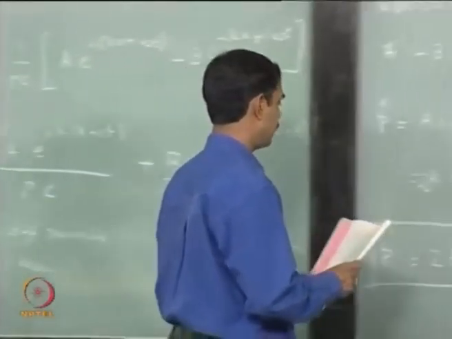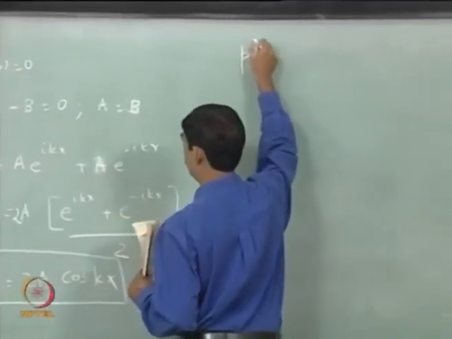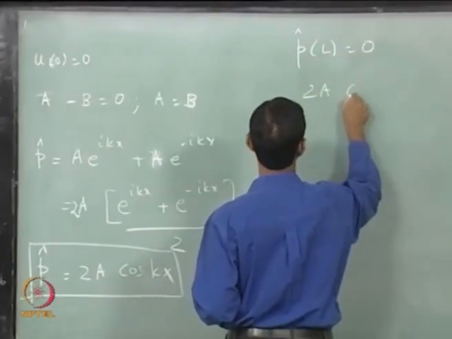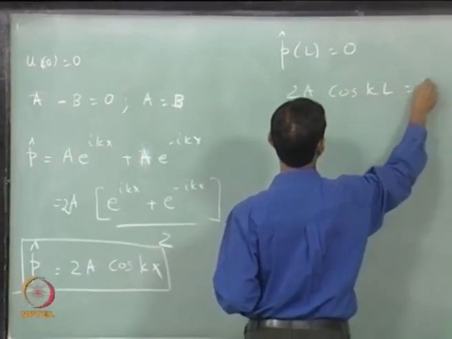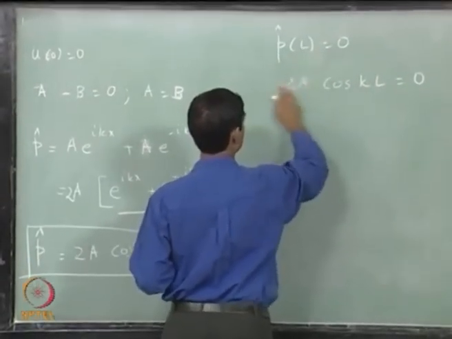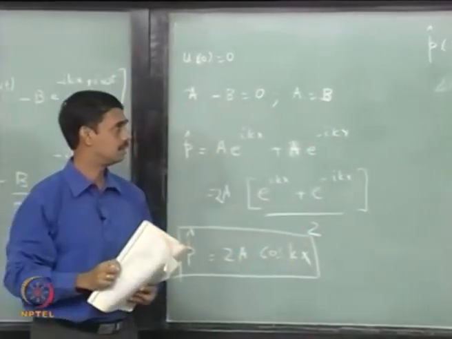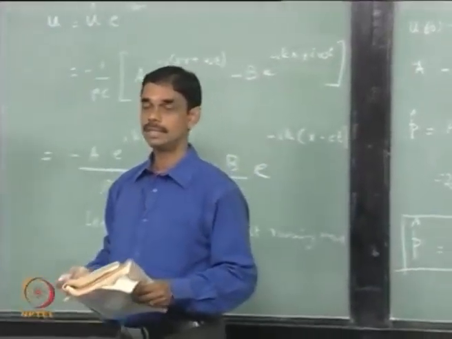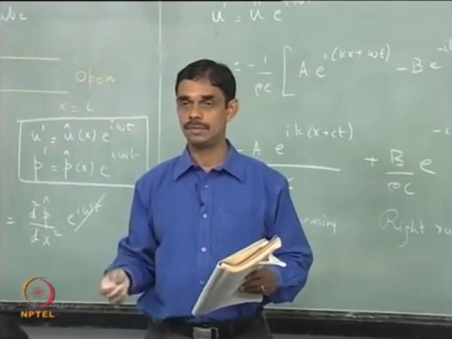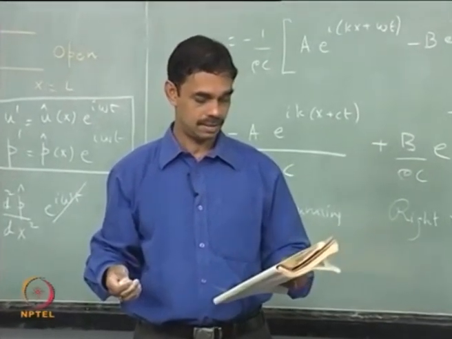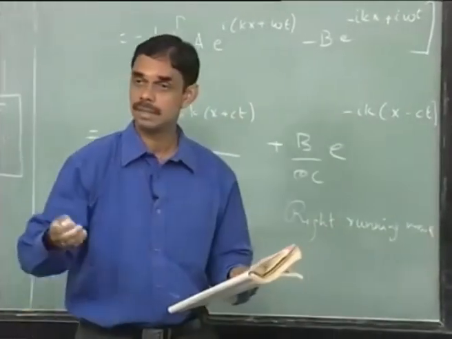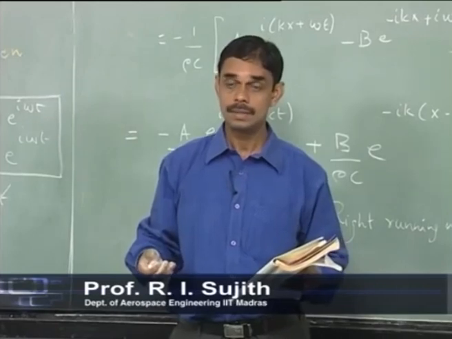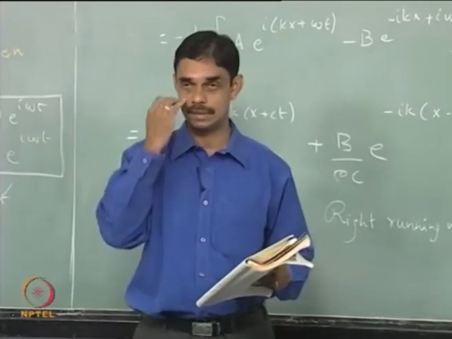So the second boundary condition says that p hat of L equal to 0. So p hat of L would be 2a cos kL equal to 0, or alternately if a is not 0, then you should get cos kL is 0, and this is now an eigenvalue problem because there are only certain values of k which will actually make this relation satisfied. And for example, when is cos of some function going to 0? Yeah, so 90 degrees, 270 degrees and so on.